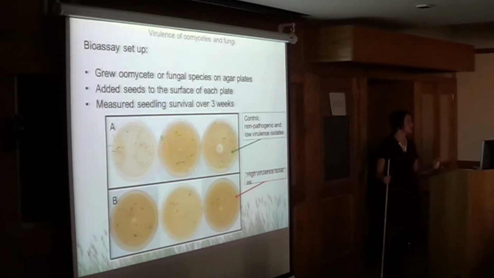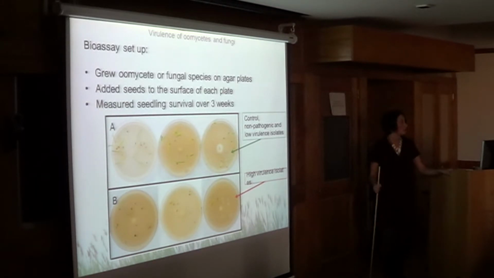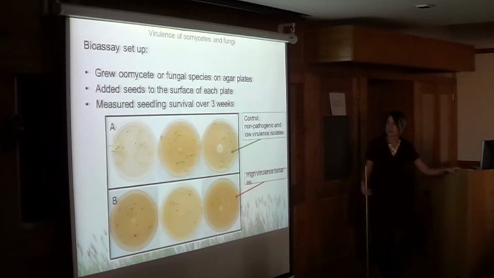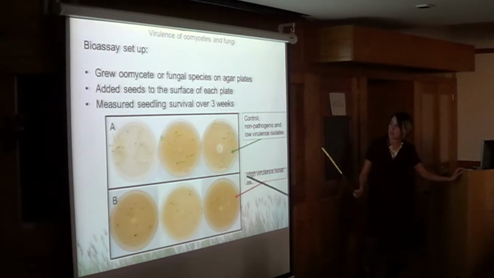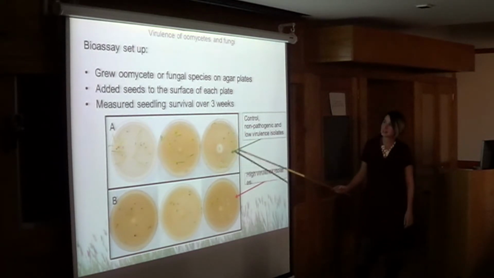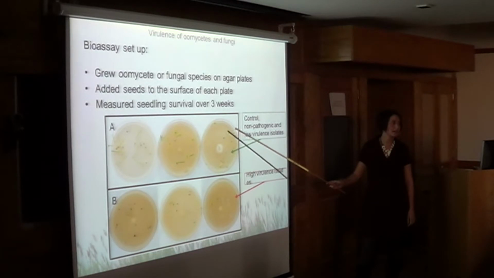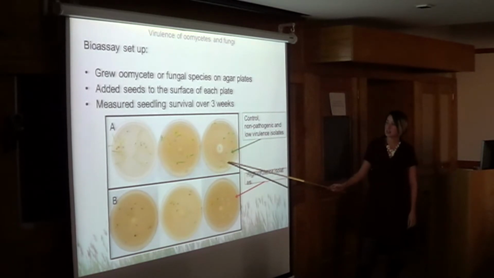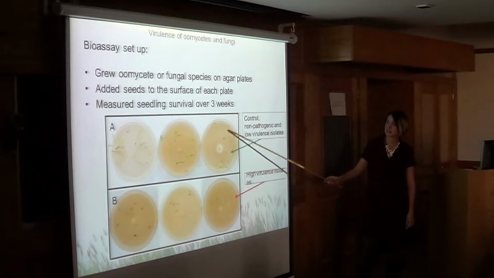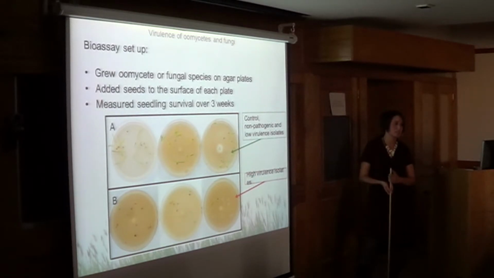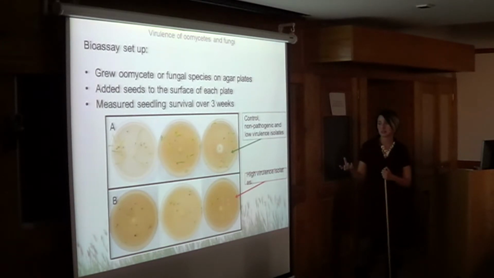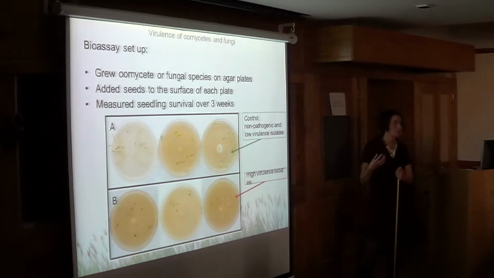So to test this, we set up bioassays for both fungi and oomycetes, and here's the structure of that. I grew isolates of each on an agar plate and waited until the mycelia had grown out far enough, and then added seeds of different plant species to the surface. So this is a pretty artificial assay. It's definitely not what's going on in the field, but it at least gives us some idea of whether or not, if given all of the opportunities, these isolates can be pathogenic.